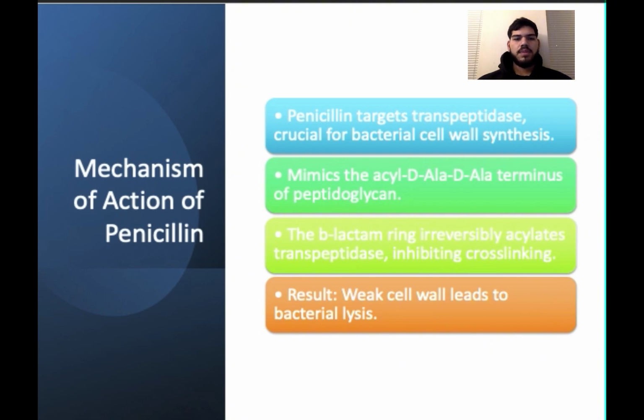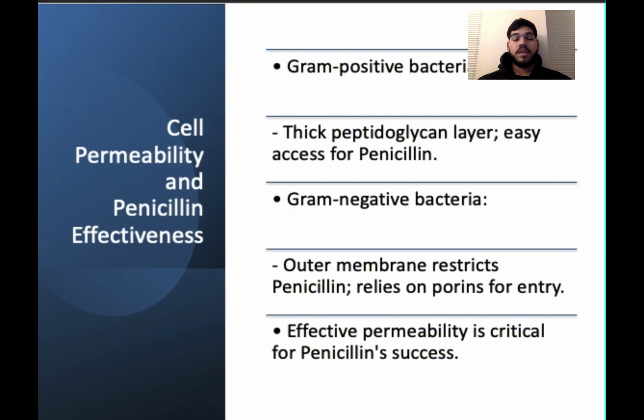An important factor in penicillin's success is the ability to reach its target inside the bacterial cell. In gram-positive bacteria, the thick peptidoglycan layer is easily accessible because there's no outer membrane to block penicillin. However, in gram-negative bacteria, access is a grand challenge. They have an additional outer membrane that acts as a barrier, making it hard for penicillin to reach transpeptidase. Penicillin relies on special proteins called porins to pass through this membrane. Without effective permeability, its action is significantly reduced.